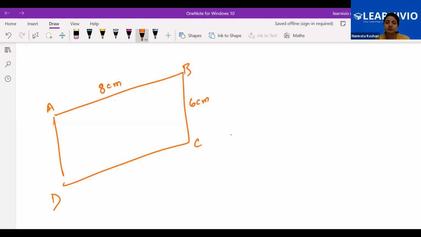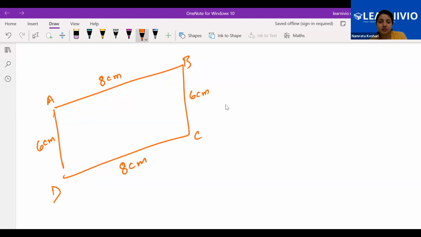No, ma'am. This will also be 8 centimeter. This will also be 6 centimeter. Yes or no? Yes, ma'am. Okay. So let me summarize everything.